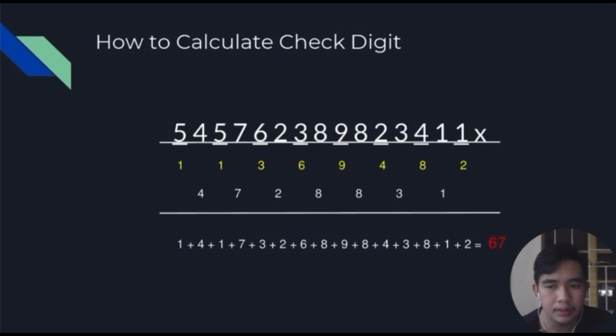In this slide, this will result in a total. In our example, the total is 67. And for the check digit, what number needs to be added to this total to make the next multiple of 10? So the total is 67 and we need to add 3 to make it 70.